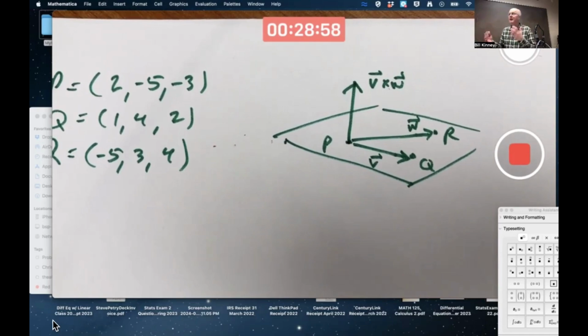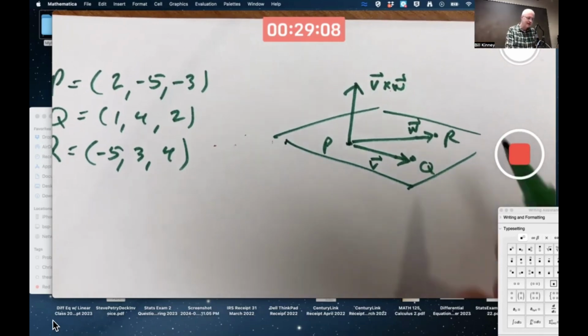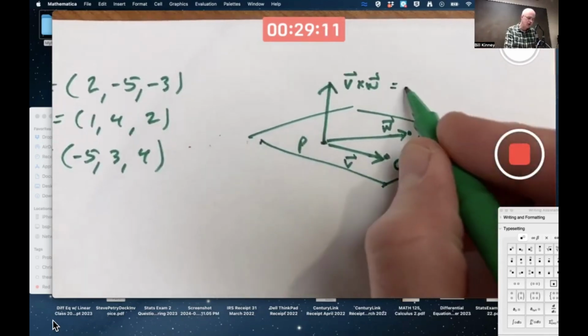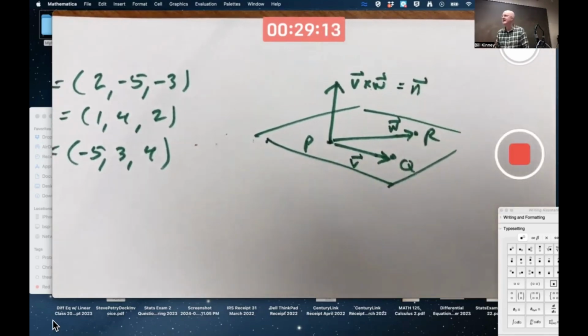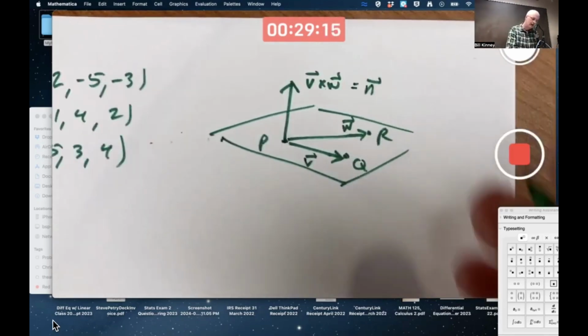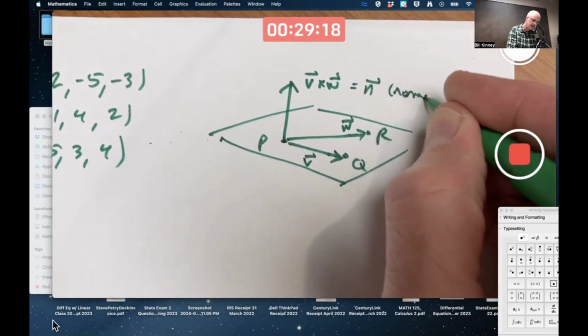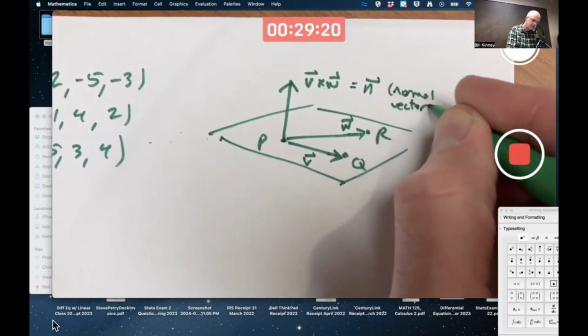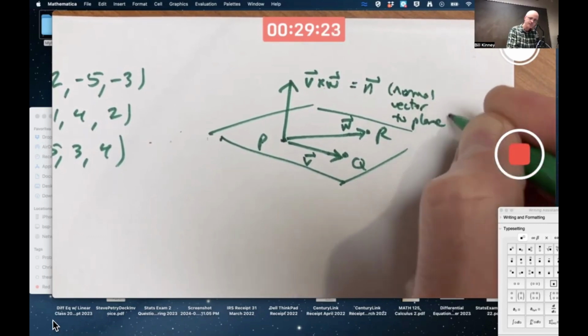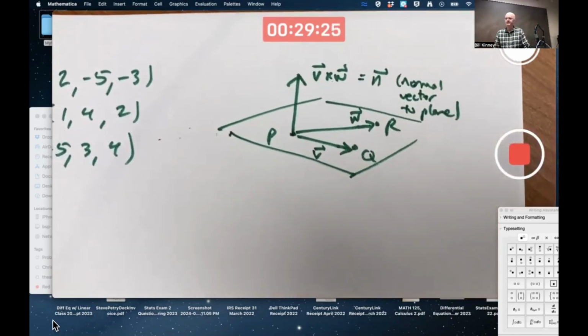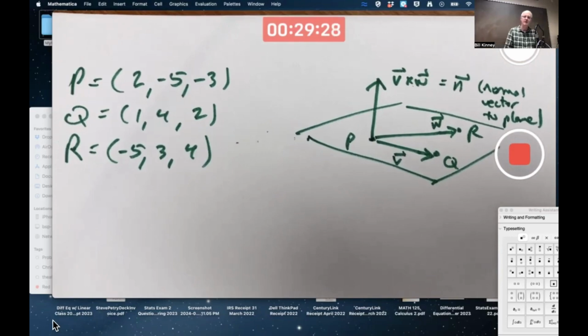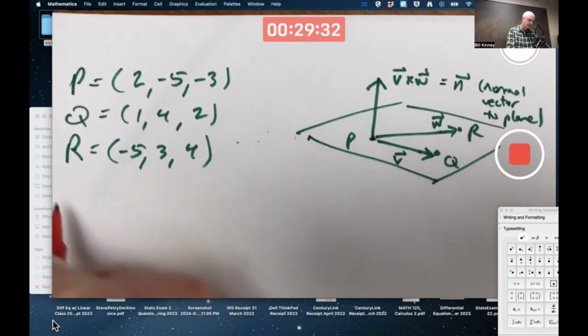It should seem useful that finding a vector perpendicular to the plane might be helpful in describing the plane. And yes, that's the case. That's the key idea. Such a vector is often called a normal vector and denoted by the letter N, normal vector to the plane. So we want to find N. But first we have to figure out V and W if we know P, Q, and R.